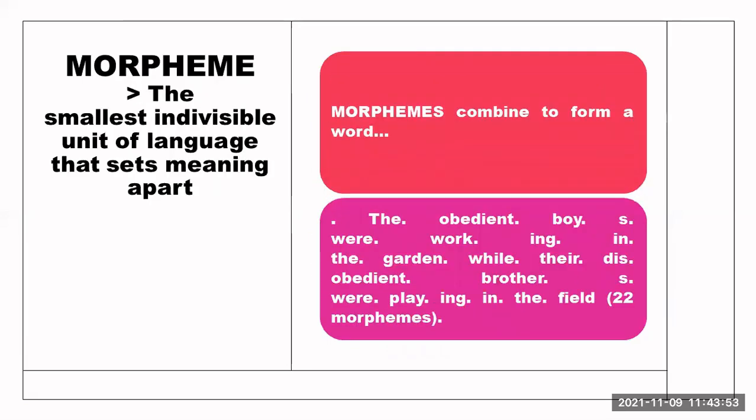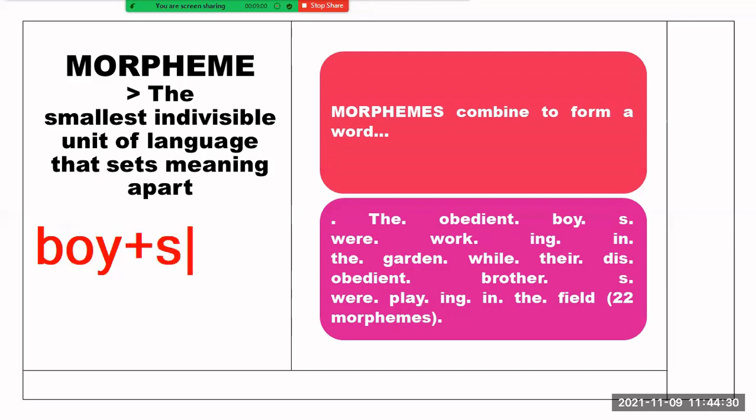Now, let's look at the morpheme. A morpheme is the smallest indivisible unit of language that sets meaning apart, all right? Now, that is what a morpheme is. Let me give you an example, all right? Take the word boy, for instance. Take the word boy. Now, if you add S, then what do you have?